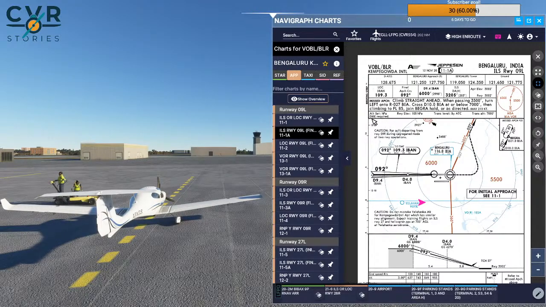So now we know that for our aircraft to fly this approach, the ILS 09 left, DME or the distance measuring equipment is required to be functional. If this equipment is not working on your aircraft, you cannot fly this ILS 09 left approach, right? This is a mandatory requirement.